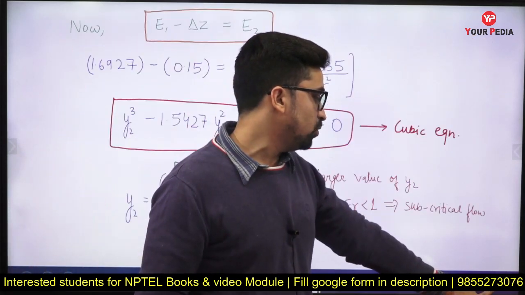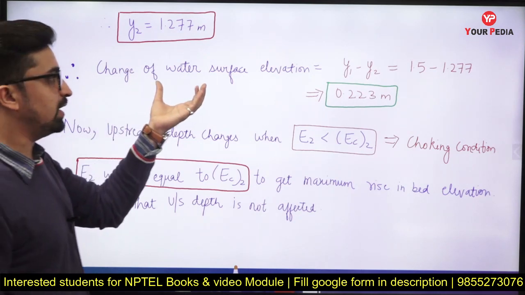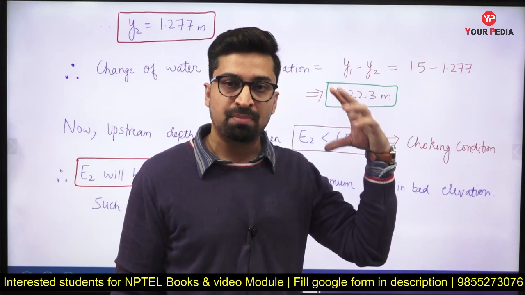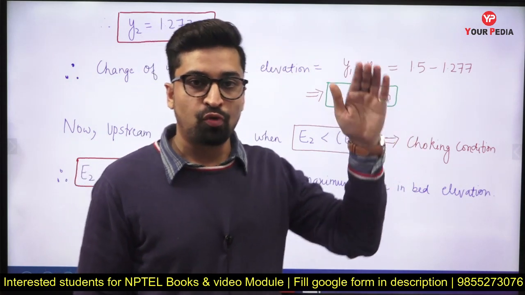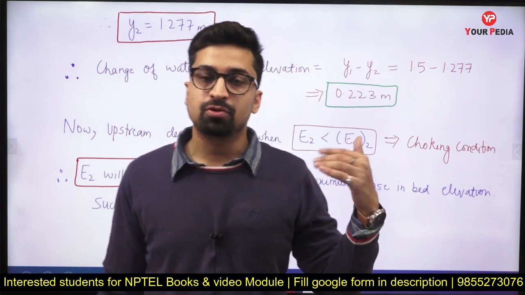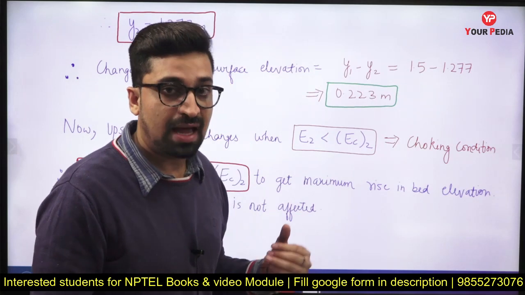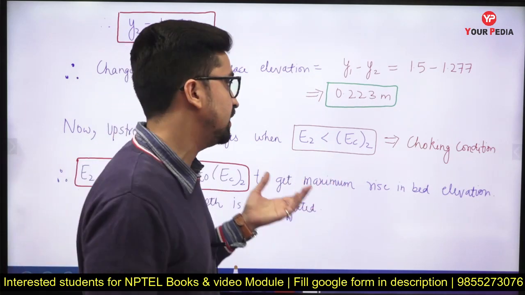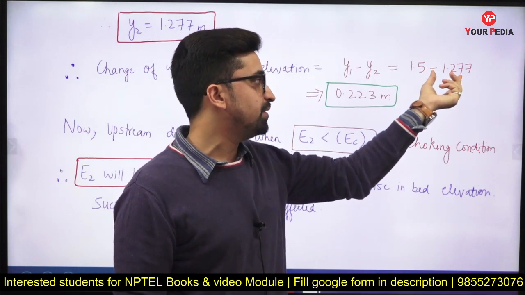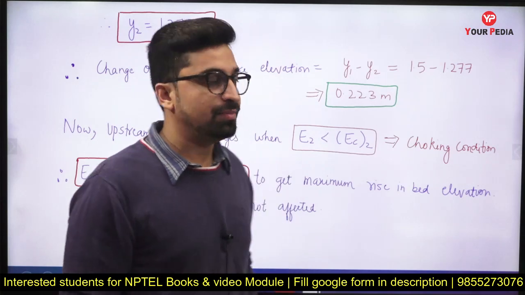And this will be equal to, so basically the change of water surface elevation will be equal to the depth of flow at section 11 minus the depth of flow at section 22. So whatever the depth is decreased while traveling from section 11 to 22, this will be equal to the change in water surface elevation. And this is happening because of the hump present in the channel. So this will be equal to 1.5 minus 1.277, and this will come out to be 0.223 meters, right?